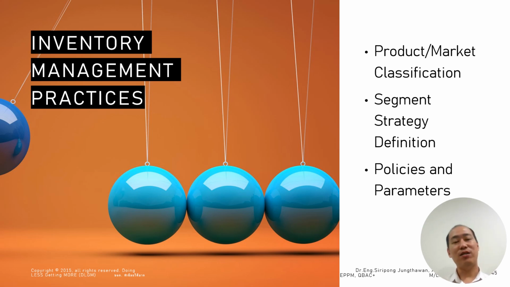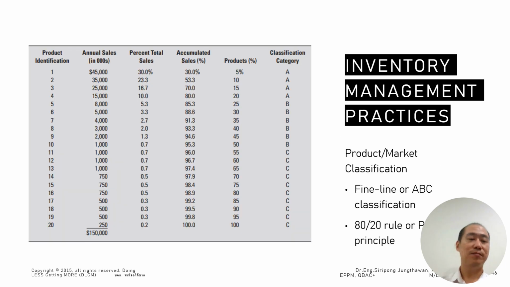Inventory management practice: you have to know about product and market classification, and also you have to know segment strategy definition. That is the strategy that fits your idea, your finished goods, and then you have to segment your products before you design your policies. And also the last, you design policy and parameters.